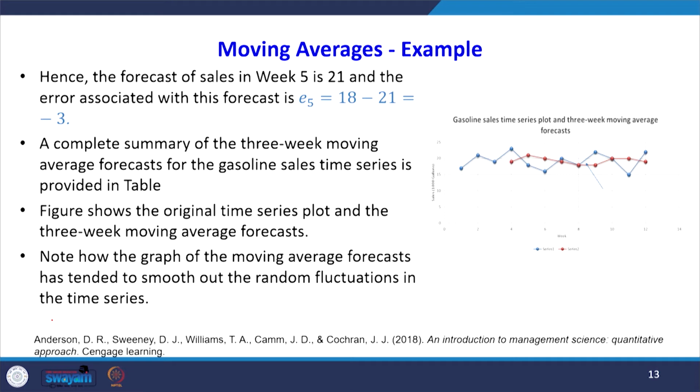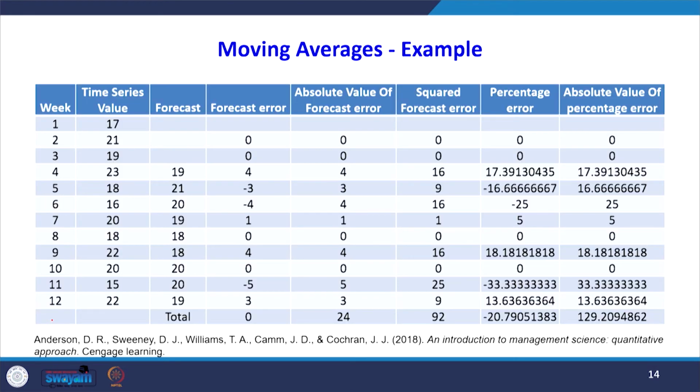Now, look at the right hand side. This figure shows the original time series plot and the 3-week moving average forecast. Note that the red line shows how the graph of the moving average forecast has tended to smooth out the random fluctuation in the time series. When you increase k, instead of k equal to 3, say k equal to 4, it will become more smoothened. Now this is the complete table which shows the 3-period moving average.